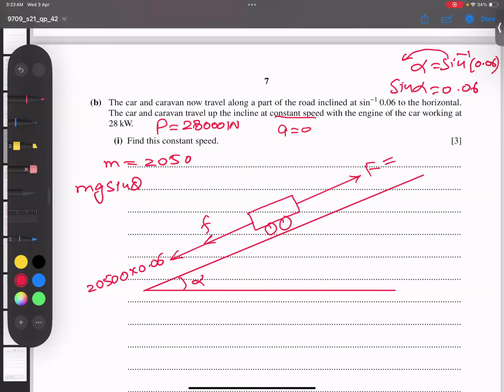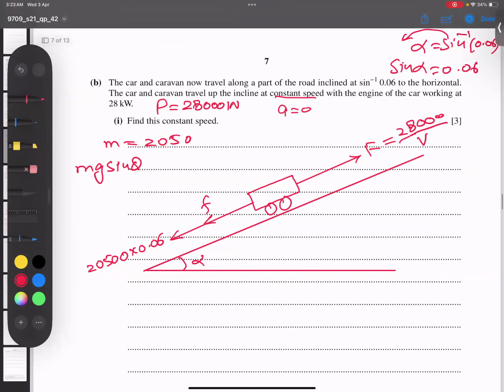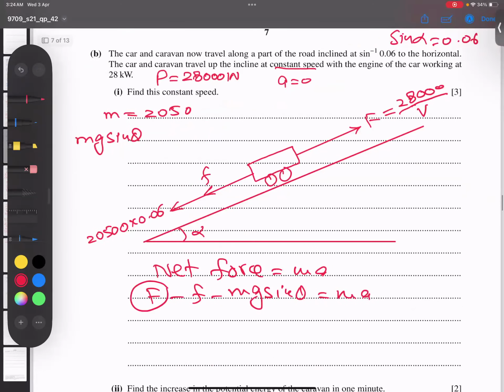And the power formula, as far as the force formula, is power 28000 divided by speed, which is unknown. So net force is equal to ma. I'm going to apply: applied force minus friction force minus weight component is equal to ma. But the applied force, as you know, the power formula is P equals F times V. So I will use this formula and replace this F value with P by V. So P by V minus friction.